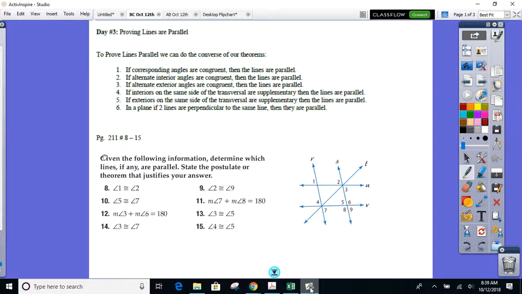Here's what I'm going to do with you today. I'm going to flip it on you now. Instead of giving you parallel lines, I want you to prove lines are parallel now. Okay? So I'm not going to give you parallel lines. I want you to prove lines are parallel.